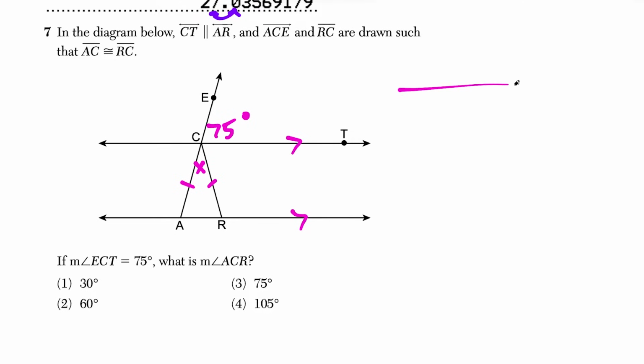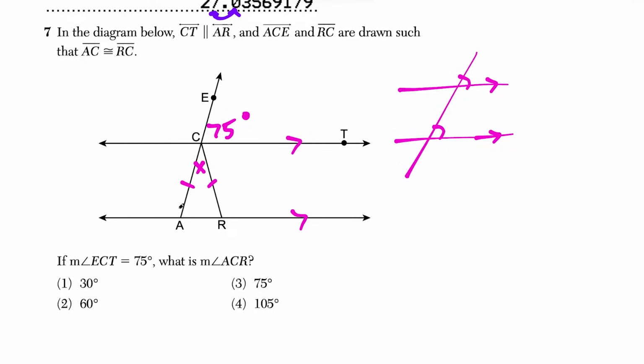And then the next real big idea that we need is that when we have parallel lines cut by a transversal, the corresponding angles formed are congruent. So I could say here that this angle in the top right corner of this section of 4 angles is congruent to this angle over here in the top right corner. So these two angles have to be equal in measure.